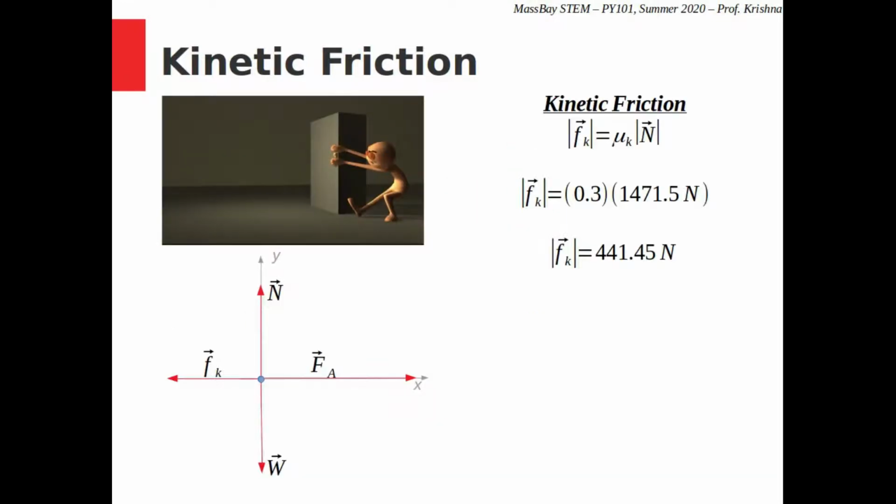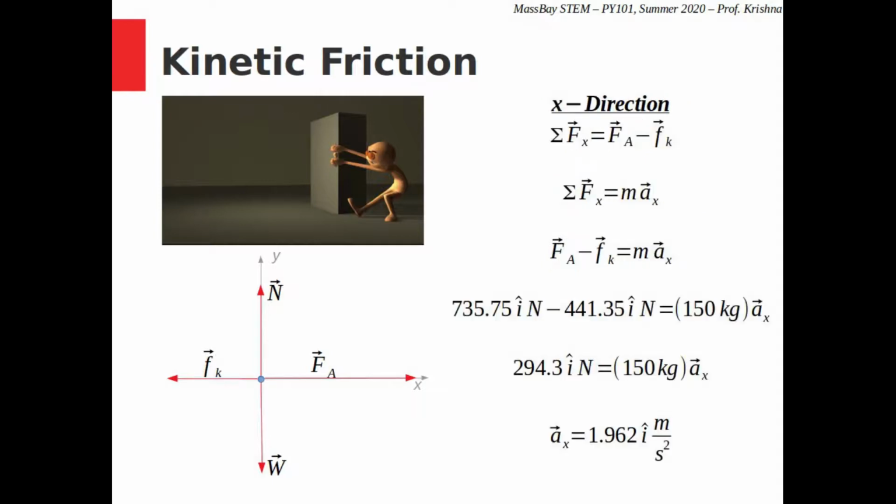To return to part B. In this situation, the forces in the y direction are identical to the ones for part A. The applied force is also the same as in part A. The only difference is there is now a force of kinetic friction. The value of kinetic friction is easy to find. It is 441.45 newtons. We take this value and put it into the force balance. Simplifying, we get the acceleration of the object, 1.962 i hat meters per second squared.